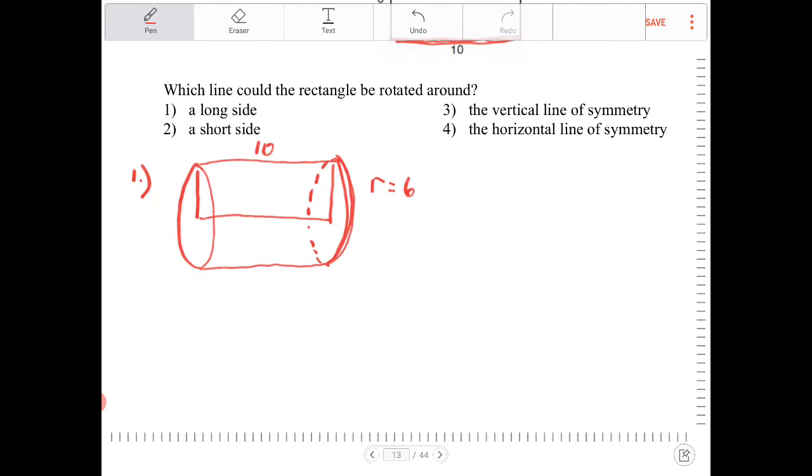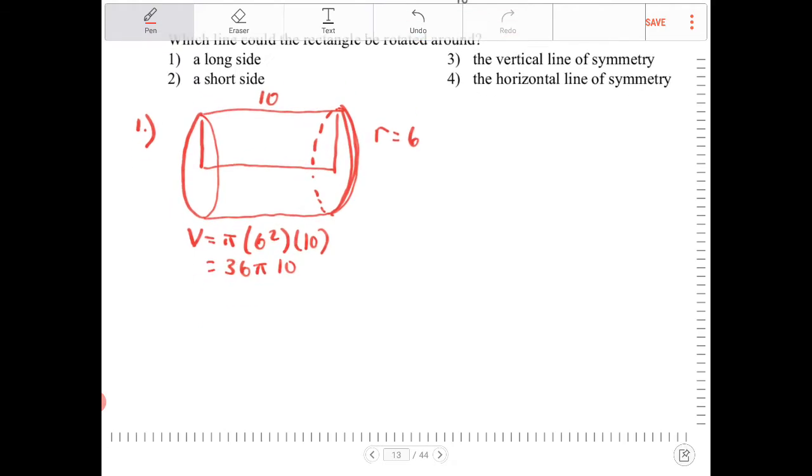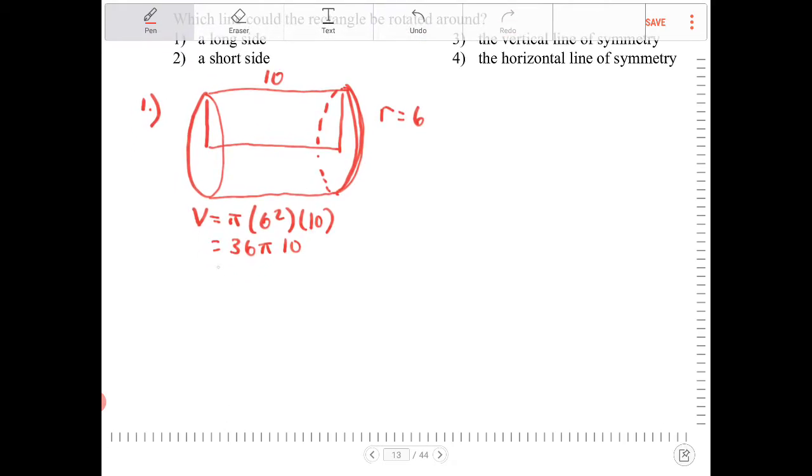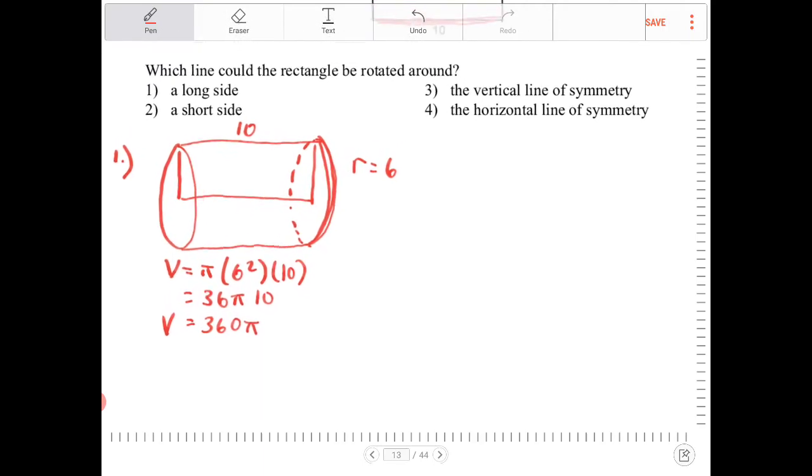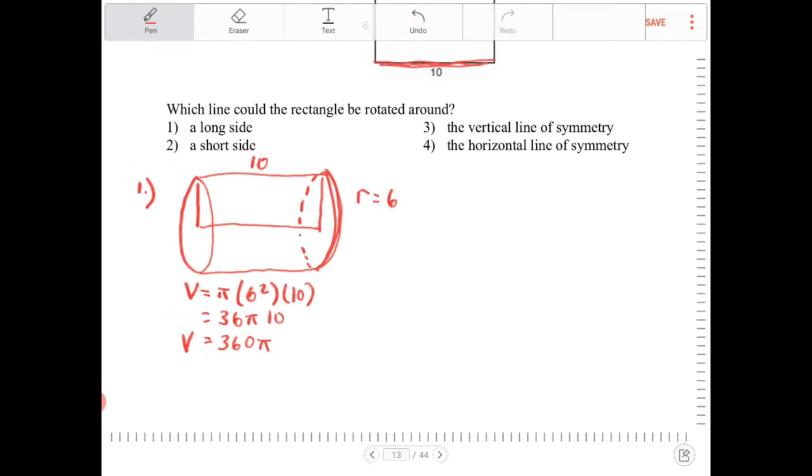So if I take a look at this right here, the volume of the cylinder would be pi times 6 squared times 10. And if I do that, I'll end up with 36 pi times 10, because 6 squared is 36. And 36 times 10, that would be 360 pi. So that's way too large. Okay, let's take a look at another one.